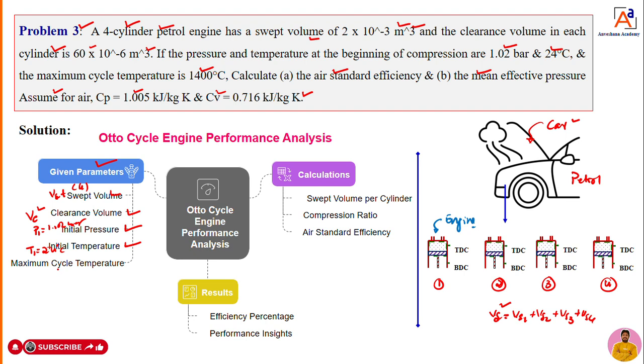That means what? Maximum cycle temperature. I will tell you what the maximum cycle temperature is. That is nothing but T3. T3 is equal to how much he has given? 1400 degrees Celsius he has given. These are the data which are given in the problem now.